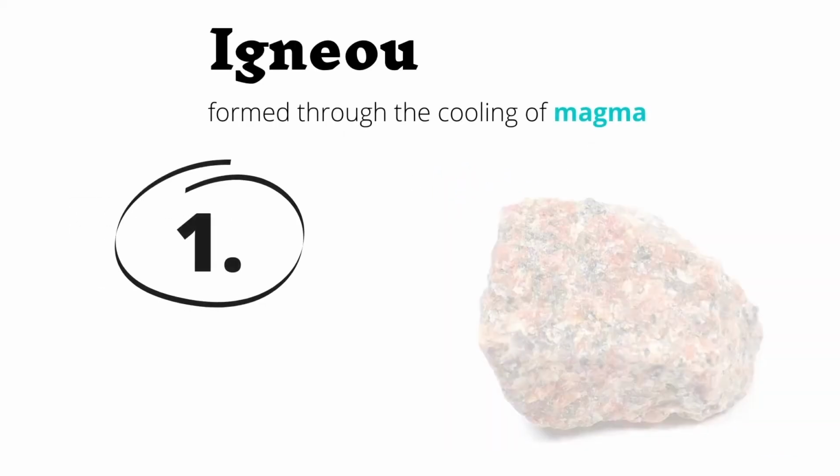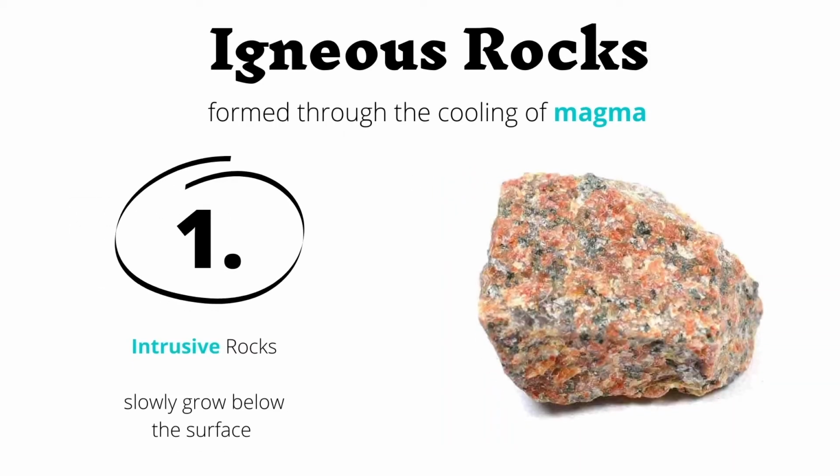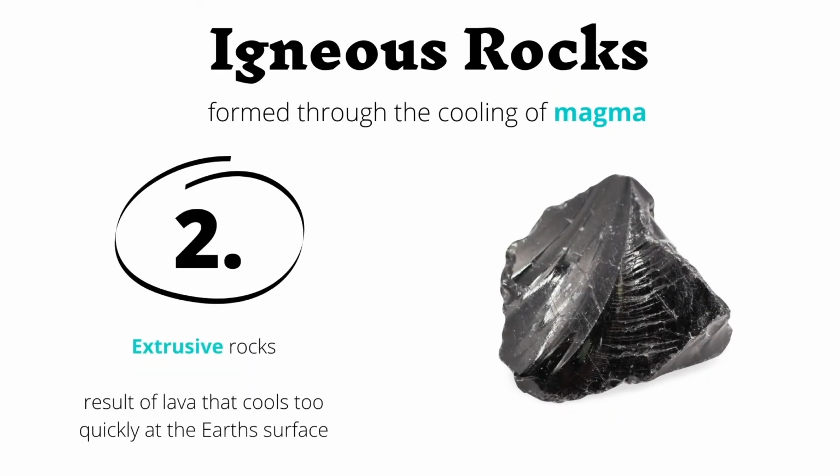Igneous rocks are formed through the cooling of magma. There are two types of igneous rocks. The first being intrusive rocks, which are rocks from magma that slowly grow below the surface. One such example is granite. The second type is called extrusive rocks, which are actually a result of lava that cools too quickly at the Earth's surface. One such example is obsidian.